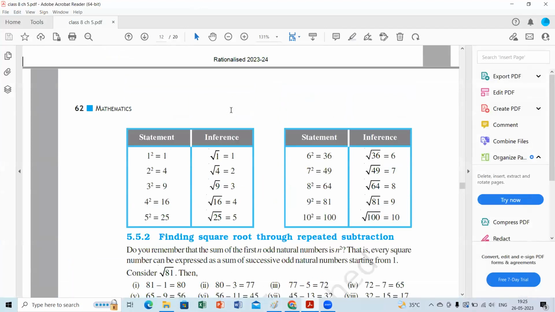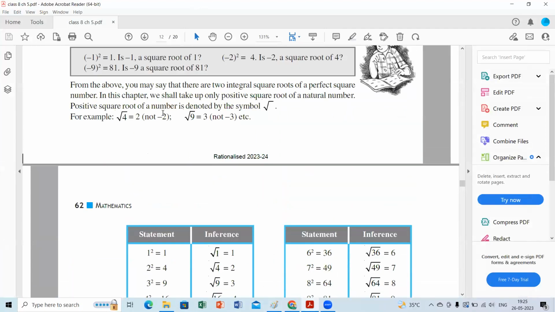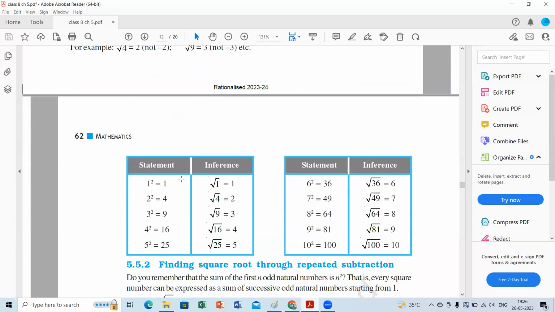The word they mentioned, you have to see: the positive square root of a number is denoted by this symbol. Negative square roots are imaginary numbers. Later you can go with complex analysis, where you will learn those things. Only positive square roots are denoted with the square root symbol. Right, children, that's why we are not considering negatives.